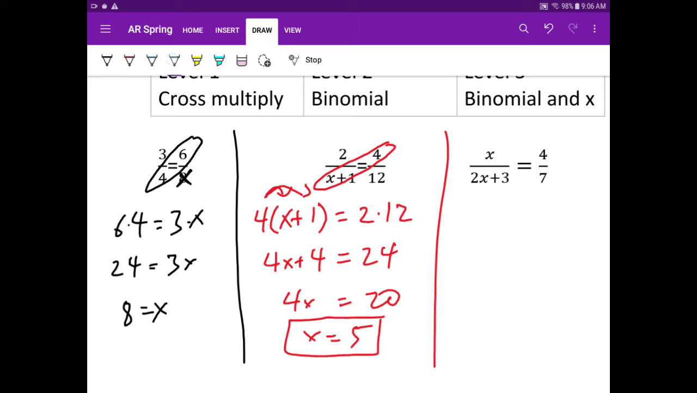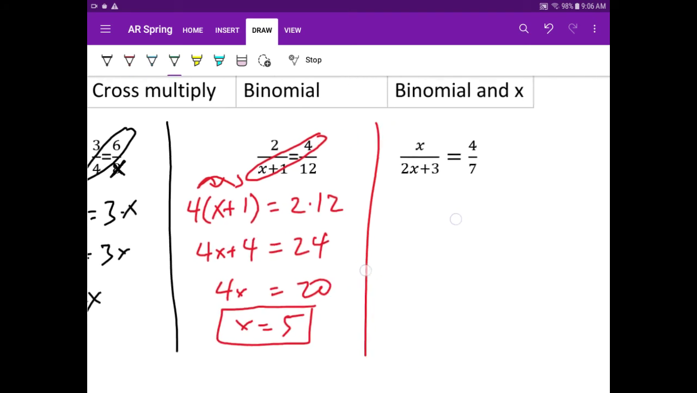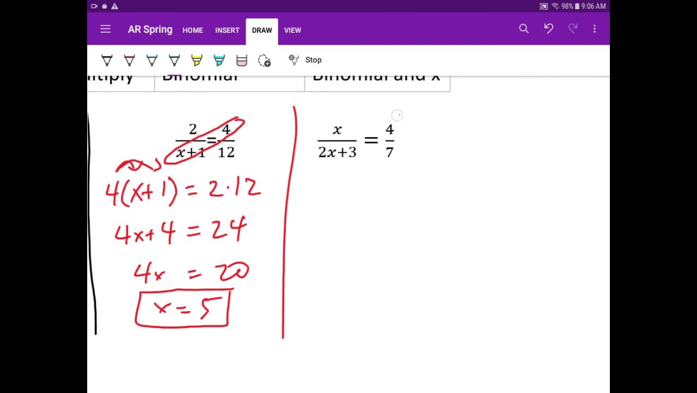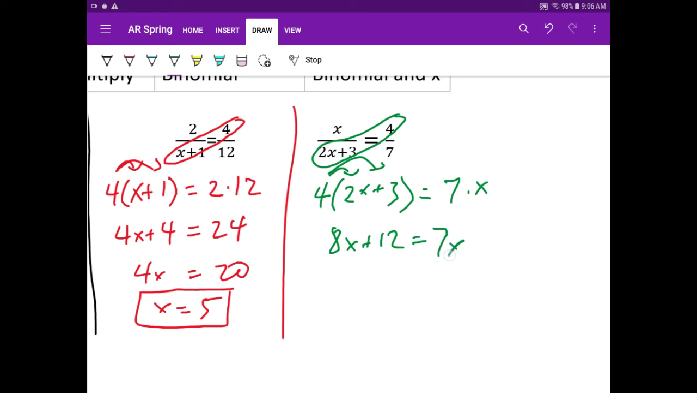Okay, so this last one has a binomial and an x on top. So you'll go about it the same way. 4 times 2x plus 3 equals 7 times x. So distribute this, you get 8x plus 12 equals 7x. So what I'm going to do is move this over here because I don't want to have to deal with the negative. So x plus 12 equals 0, and then minus 12. x equals negative 12. There's that one.